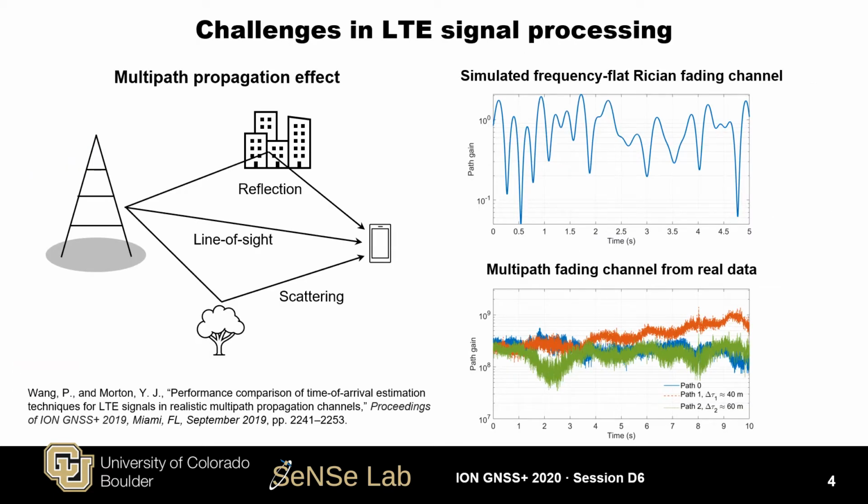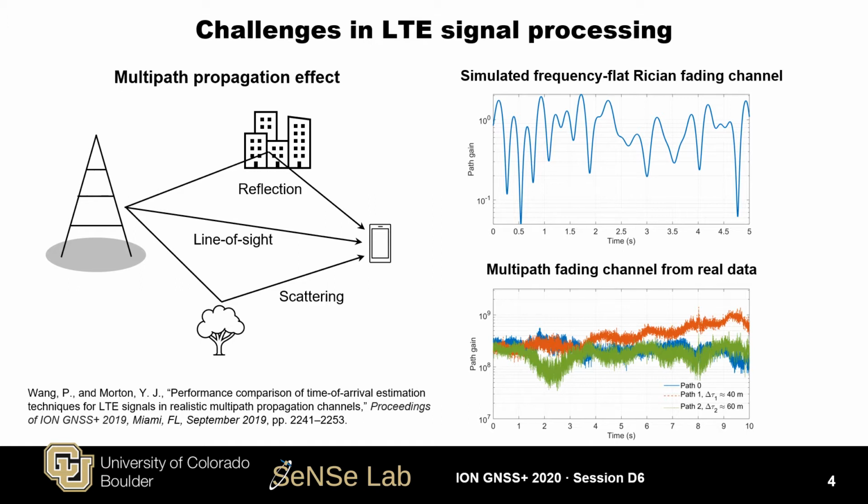Here, let's focus on the current 4G LTE cellular networks. As I just mentioned, the LTE signal processing is vulnerable to the multipath propagation effect, which is very common in urban areas. Both reflected and scattered signals would contaminate the LTE signal. Because of the user mobility, the propagation channel can generally be characterized by a multipath fading channel.